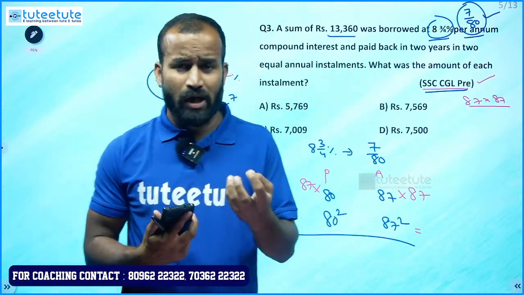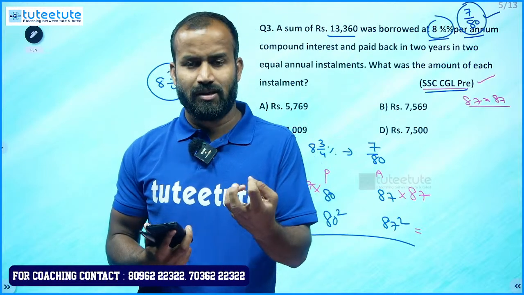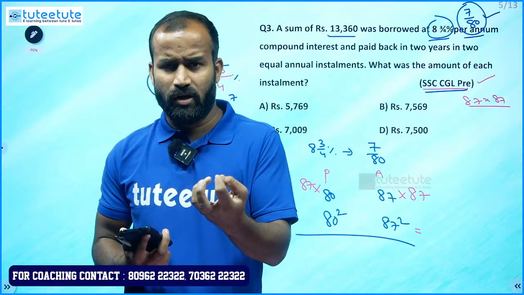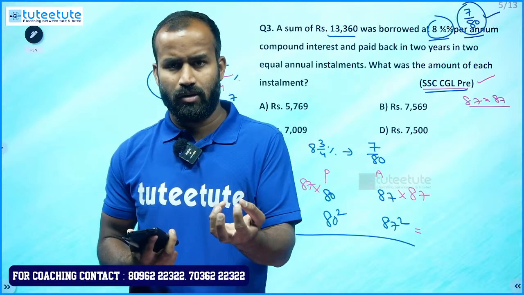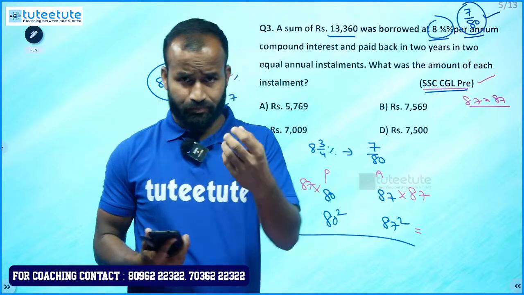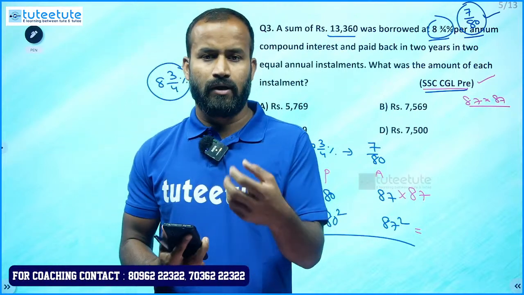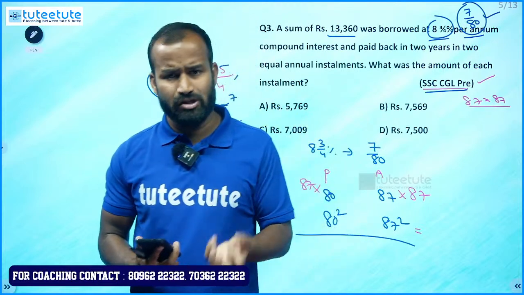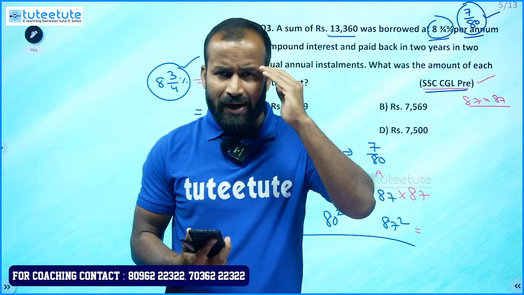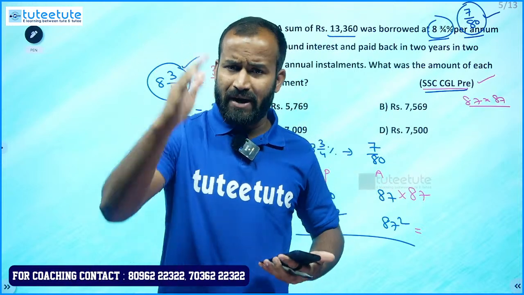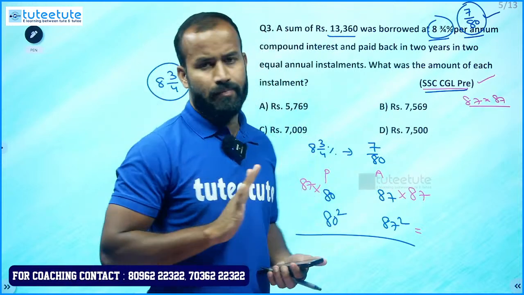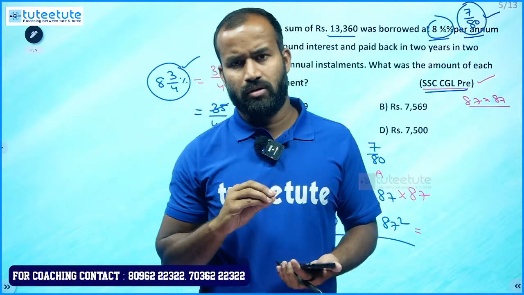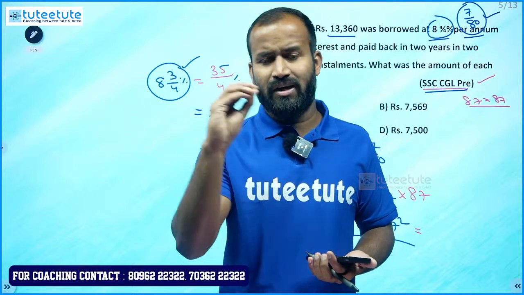How we are going to calculate: using the algebraic expression a minus b whole square, without pen and paper. I will tell the answer first, then we will discuss how that answer came. 87 square, in my mind I am going to do 100 minus 13 whole square. 100 square means 10,000. 13 less, so double of that, 2600.